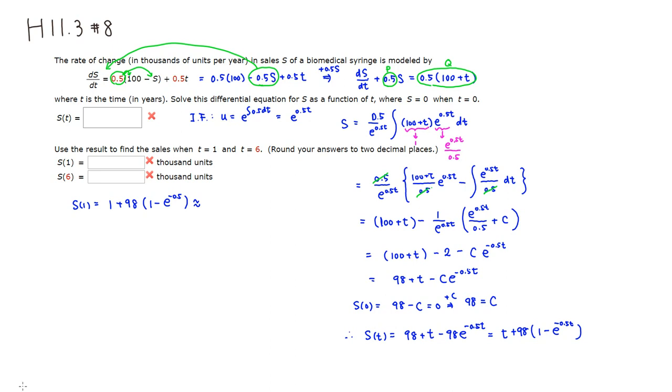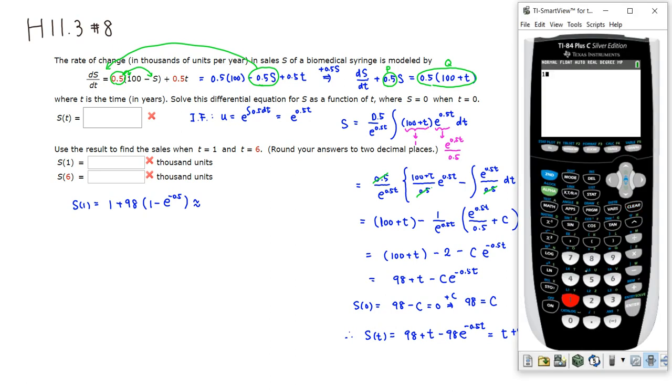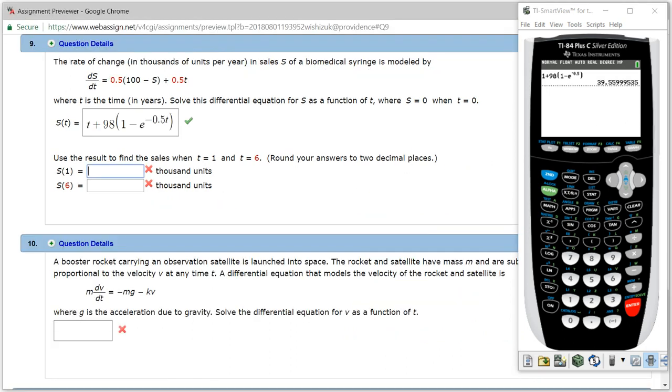I'm going to bring out a calculator. So we have 1 plus 98 times 1 minus e to the negative 0.5, and then parentheses. It's 39.56. Let's type it in: 39.56. And let's do s of 6.